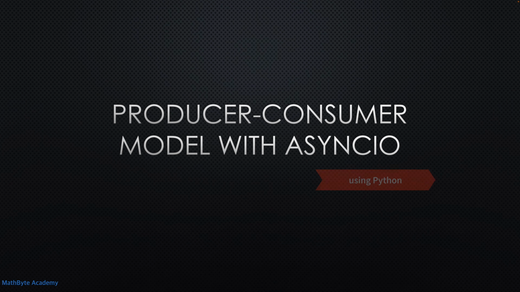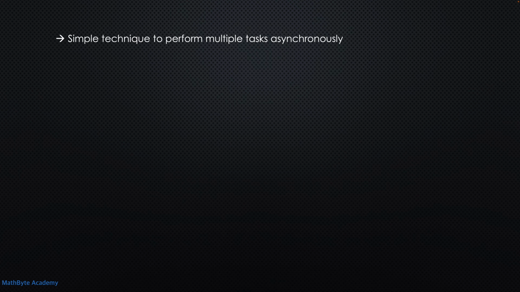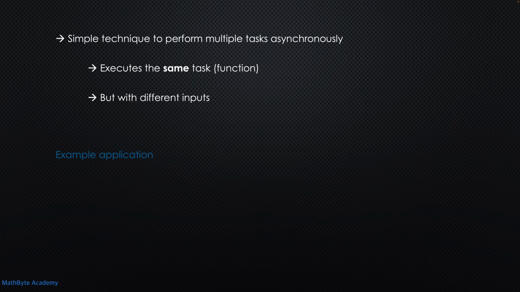Hi, so in this video I'd like to show you how to implement a producer-consumer model using Python's AsyncIO. It's a simple technique that can be used to perform multiple tasks asynchronously. Here in this example we're going to look at something where we're executing the same task, the same function. So we're performing the same work over and over again, but just with different inputs.